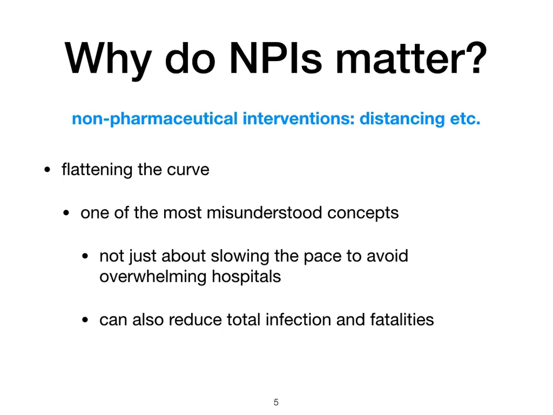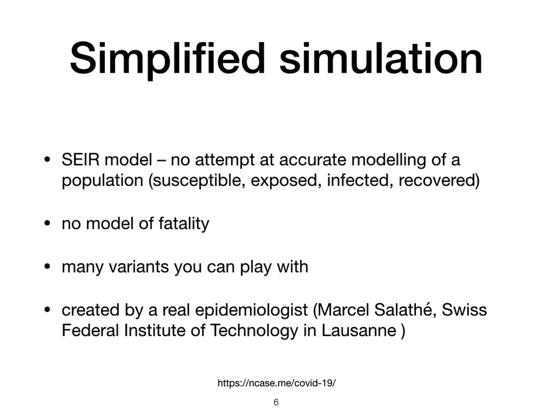So why do non-pharmaceutical interventions like distancing, masks, and more extreme ones like lockdowns matter? Well, you've often heard the term flattening the curve, and that's also pretty widely misunderstood. It's not just about slowing the pace to avoid overwhelming hospitals, but also you can reduce the total number who get infected and the total number of fatalities, particularly by reducing the overshoot factor if you do get to the point of herd immunity. So let's look now at a simplified simulation.